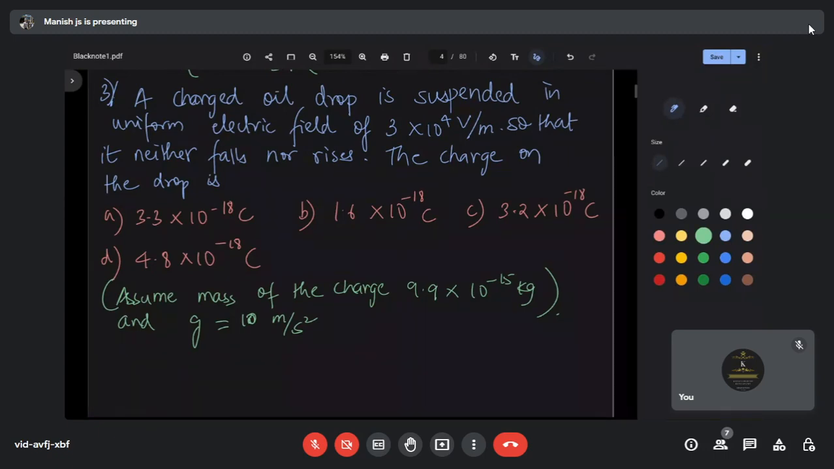Yes, so என்ன பண்ணுவாங்க? மில்லிகன் எக்ஸ்பெரிமெண்ட்ல இருந்து ஃபார்முலா எழுதுறோம். Application of Millikan's oil drop experiment. ஆமா.